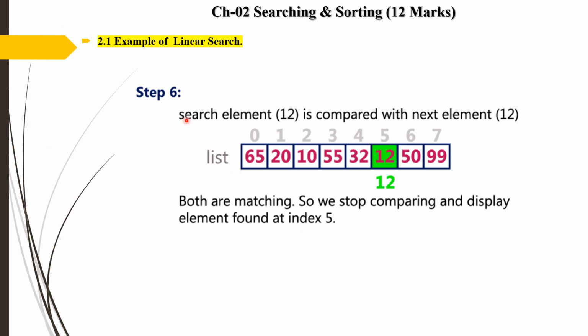So this is about linear search. If the element is not present in the list, if 12 is not present in the list, the comparison is done up to the last element, and the result is element is not found in the list. Okay, so this is about linear search and example. Very important question for 4 marks. Then next we have some MCQs.